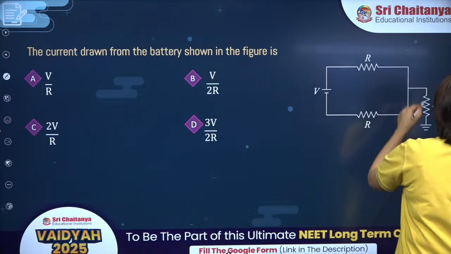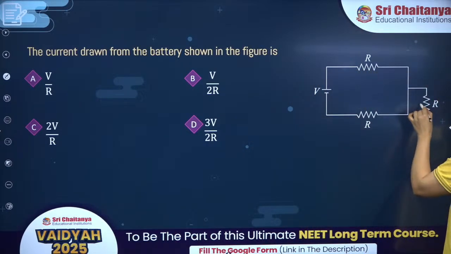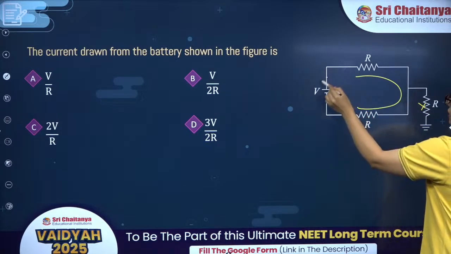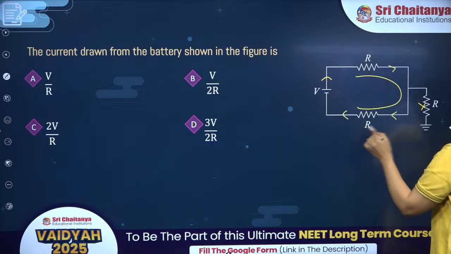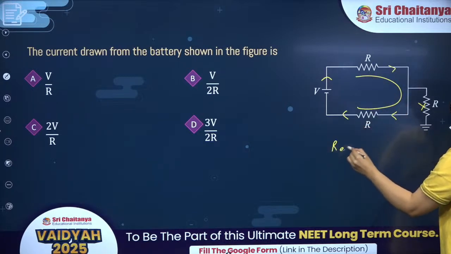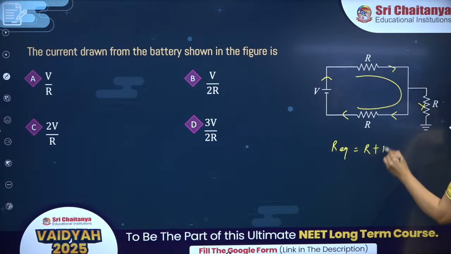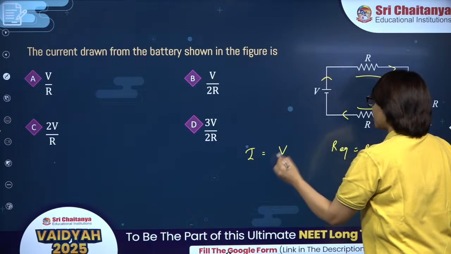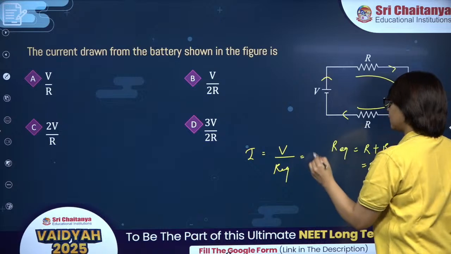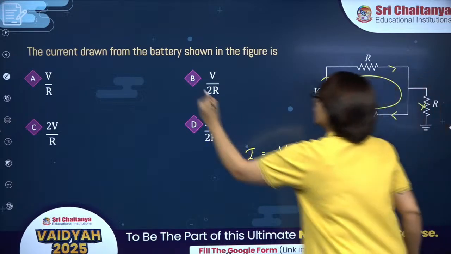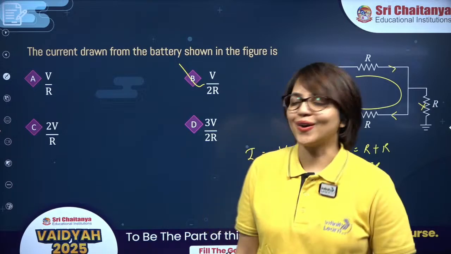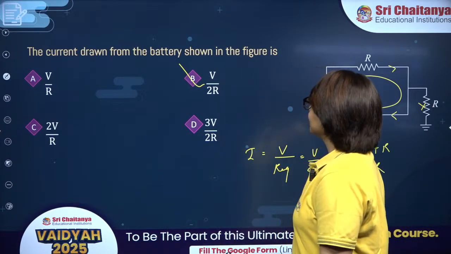See, this will not draw any current, so we will not consider this one in the calculation of R equivalent. These two are in series, the current will flow like this. These two are in series, so R equivalent will be R plus R, which is equal to 2R. So current in the circuit is V upon R equivalent, which is V upon 2R. So the correct answer is option B. Well done. Okay, let's move on to the next one.